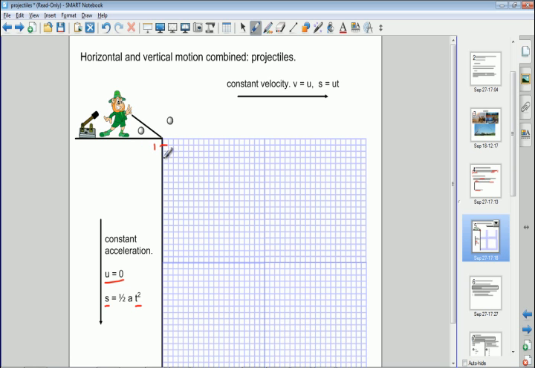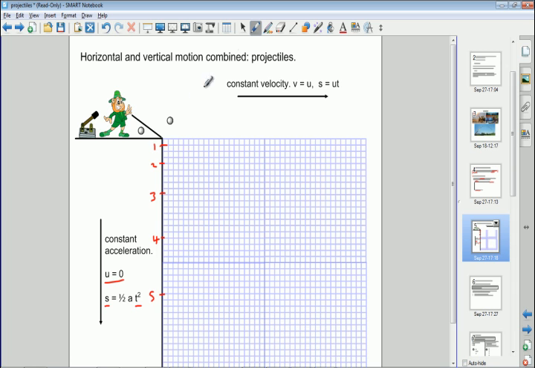So 1, 2, 3, 4. So after 2 seconds, it will have fallen to there. After 3 seconds, 3 squared is 9, it will have fallen 9 squares. So we've got 4 there, 5, 6, 7, 8, 9. So after 3 seconds, it will be there. And then after 4 seconds, because 4 squared is 16, it will have fallen 16 squares. So 9, 10, 11, 12, 13, 14, 15, 16. So that's where it will be after 4 seconds. And then after 5 seconds, it will be 25. So 17, 18, 19, 20, 21, 22, 23, 24, 25. It will be right down here.